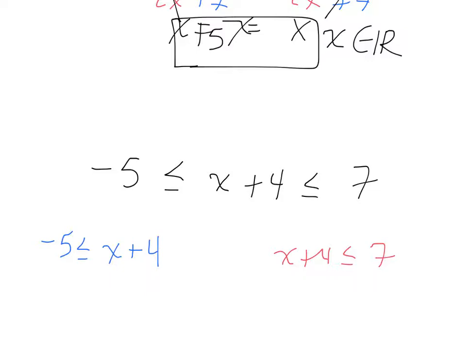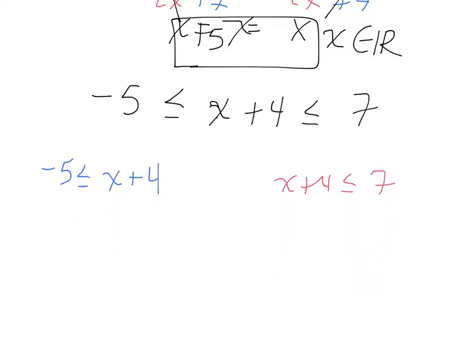Yeah, please graph it first. Let me get back to this marker. So if I solve this, I'd subtract 4 over here, getting negative 9. And I'd subtract 4 over here, giving me 3.